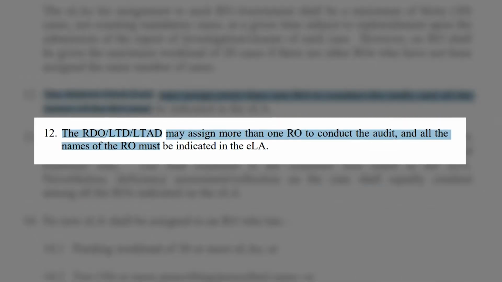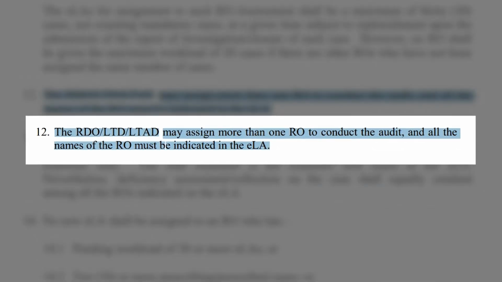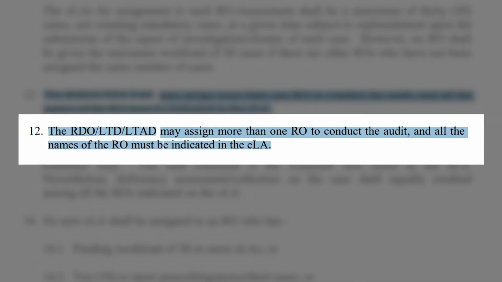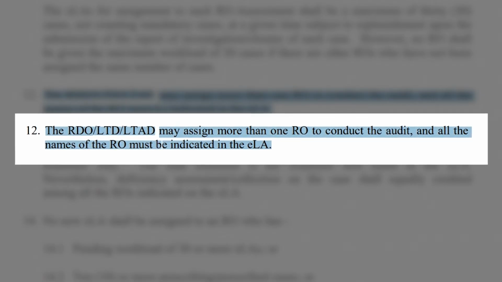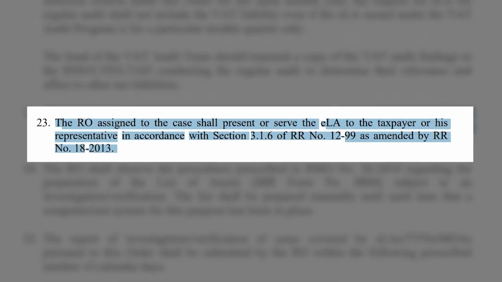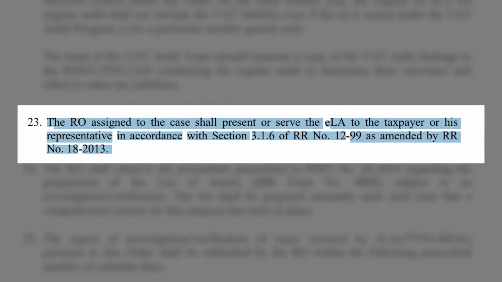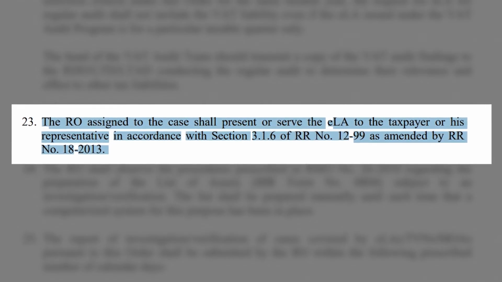Next would be the BIR may assign more than one revenue officer to conduct the audit. All the names of the revenue officers must be indicated in the electronic letter of authority. Another one is the revenue officer assigned to the case shall present or serve the electronic letter of authority to the taxpayer or his representative. Take note that in case the ELA could not be served personally, it shall be served either by substituted service or a registered mail.